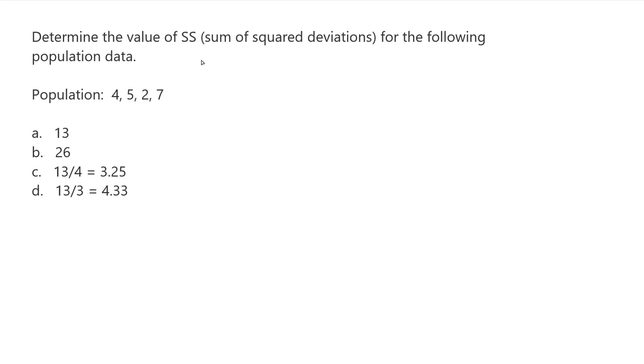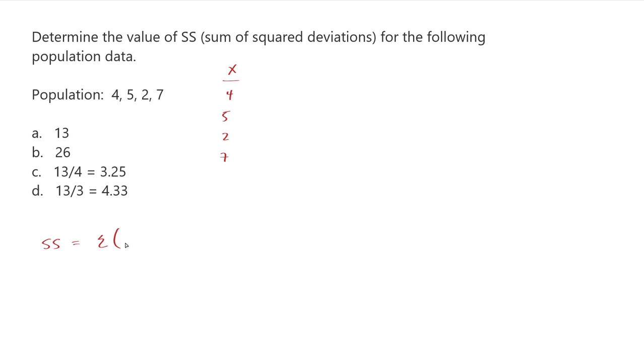Determine the value of the sum of squared deviations for the following population data. My data is 4, 5, 2, and 7. For the formula for the sum of squares, in this case I'm just going to use the definitional formula.